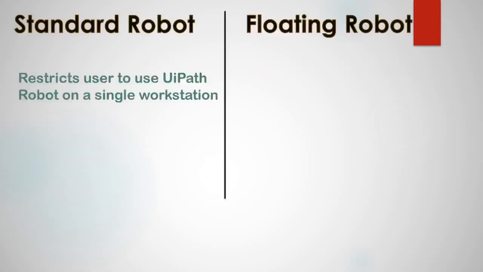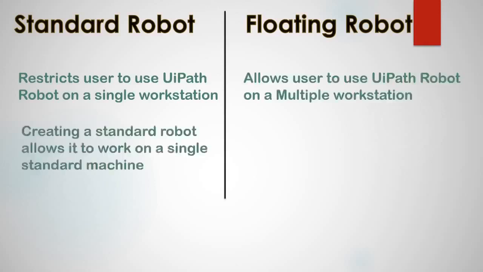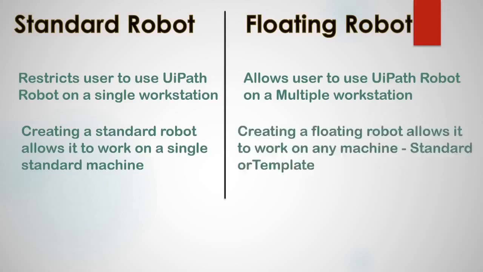The standard robot restricts the use of the UiPath robot to a single workstation, whereas the floating robot allows the use of the UiPath robot on multiple workstations. Also, creating a standard robot allows it to work on a single standard machine, whereas creating a floating robot allows it to work on any machine, whether the standard machine or the machine template, which we just created. So let's quickly create these robots in Orchestrator for better understanding.